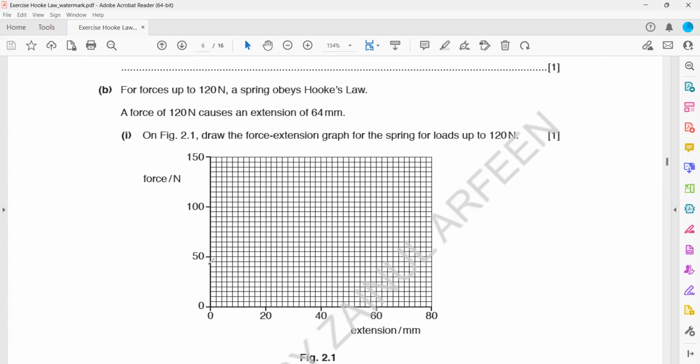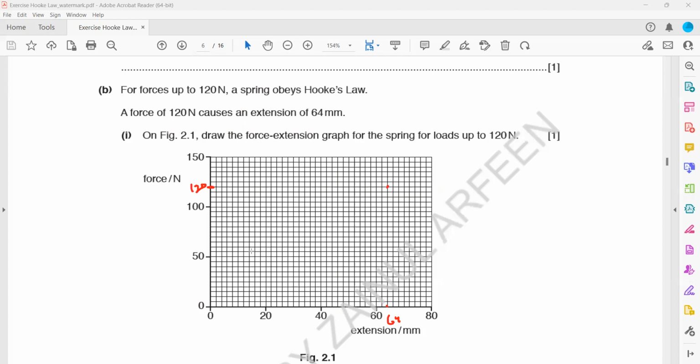So 10 boxes equals 50, each box equals 5. So this is 105, 110, 115, and 120. And 10 boxes equals 20, so each box is 2. So this will be 62 and this will be 64. So the extension is 64, and the force is 120.